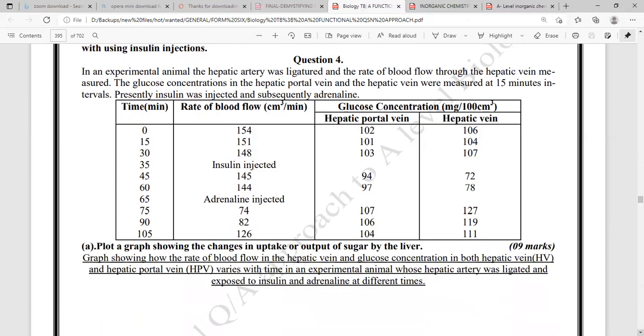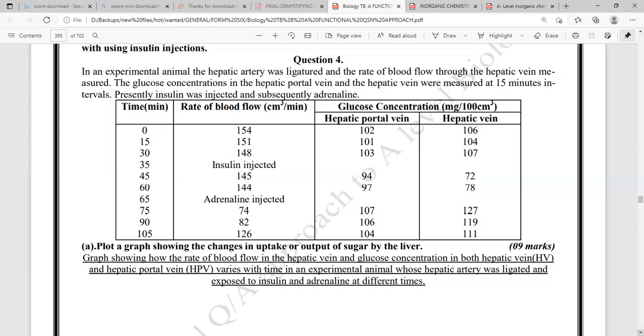So kindly go through that question. You have another good question down, which shows an experiment. In an experiment, in the animal, the hepatic artery was ligatured, and then the rate of blood flow through the hepatic vein was measured. The glucose concentrations in the hepatic portal vein and the hepatic vein were measured at 15 minute intervals, and presently insulin was injected and subsequently adrenaline.